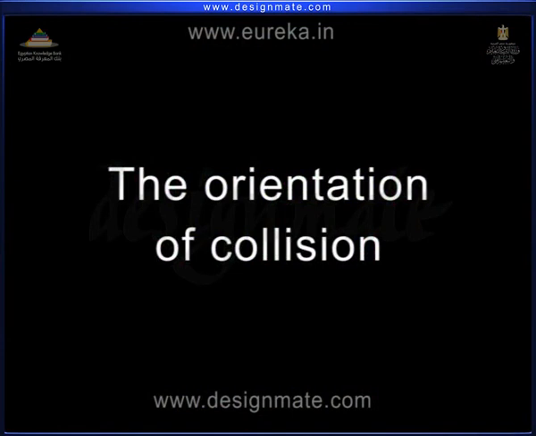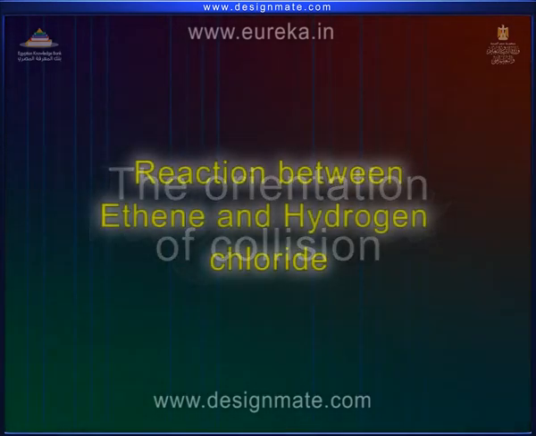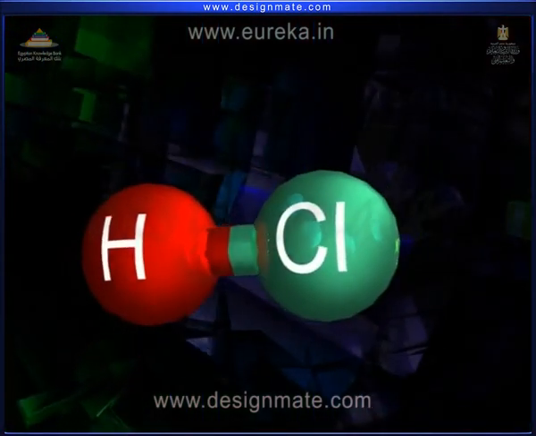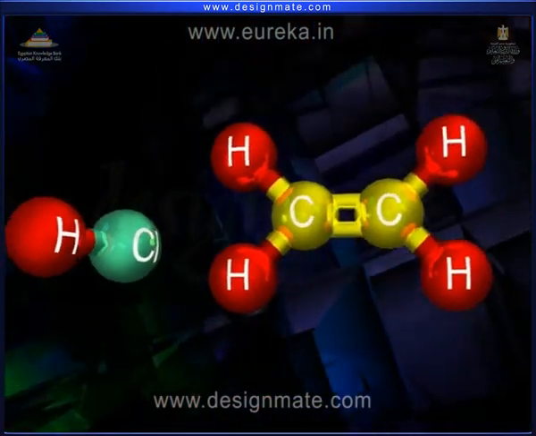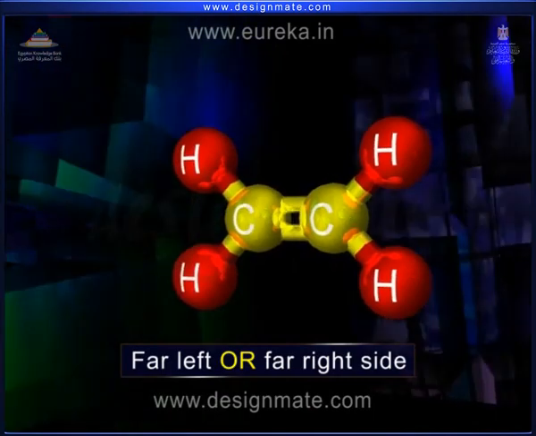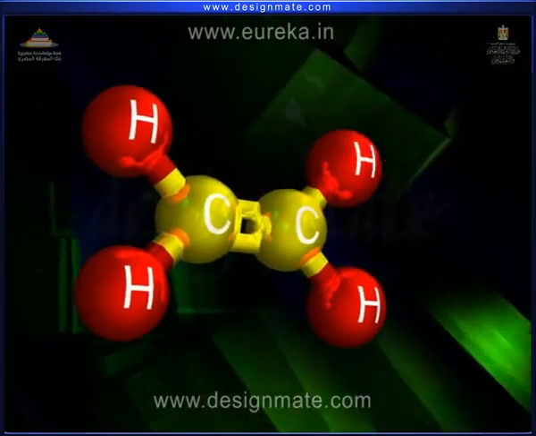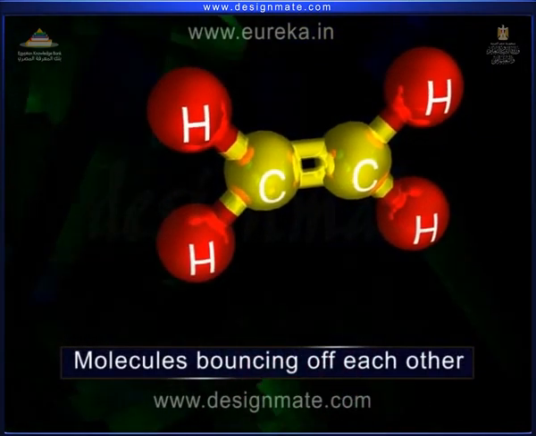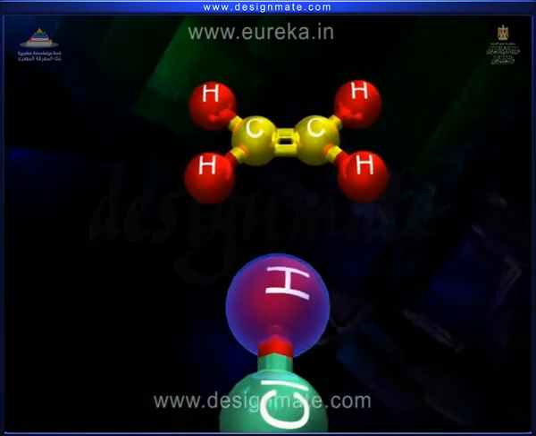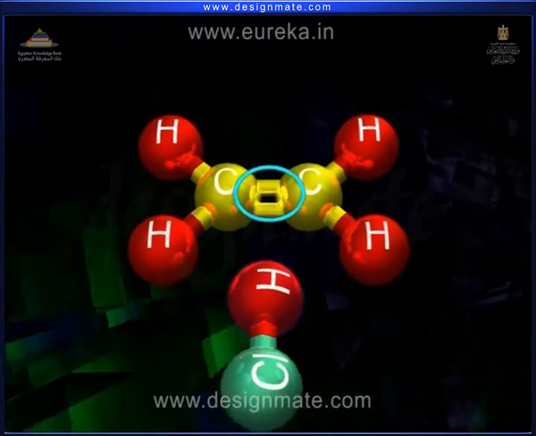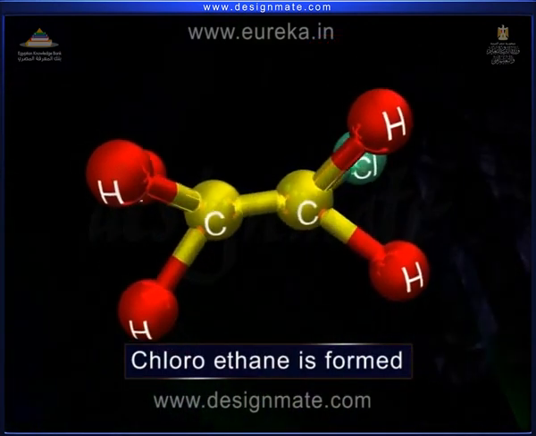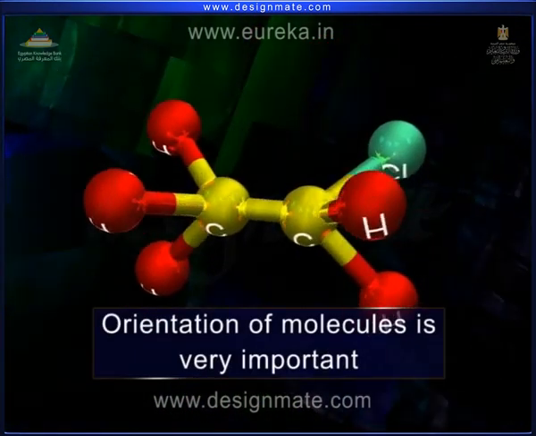2. The orientation of collision. Reaction between ethene and hydrogen chloride. The reaction does not take place when hydrogen chloride approaches the ethene molecule from the far left or far right side of the double bond. It will result in molecules bouncing off each other. The reaction takes place only if the hydrogen atom of hydrogen chloride approaches the carbon-carbon double bond in this orientation. Hence, chloroethane is formed. Therefore, orientation of molecules during collisions is very important.